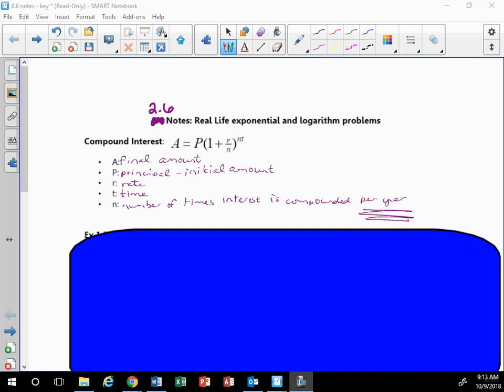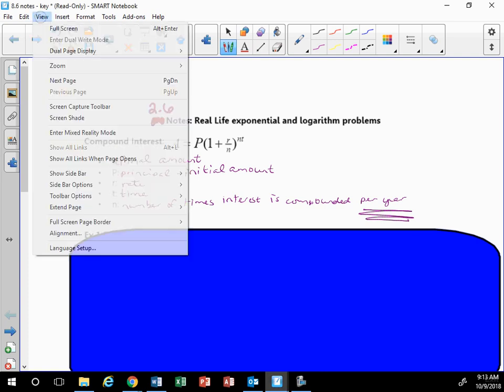All right, guys, so 2.6, we are doing sort of the applications for some of these exponential and log functions. We're going to start with some interest problems, so dealing with money. The first formula you have here is A equals P times 1 plus R over N to the N times T.